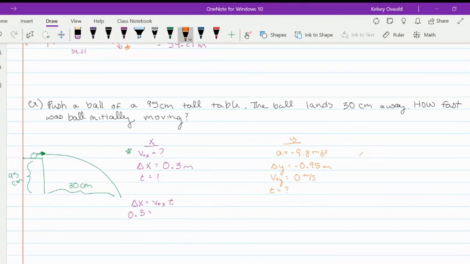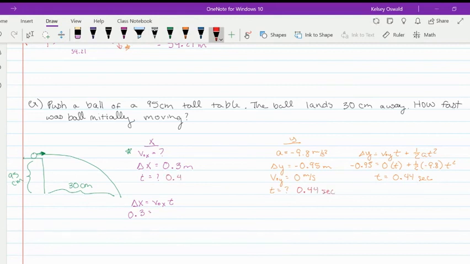So again, we know more information in that vertical direction. So we're going to start off by looking vertically, on that y. We're going to use that same equation where we have our displacement, negative 0.95, equal to our initial y velocity, or 0, times time, plus 1/2 times our acceleration, which we know is negative 9.8, times time squared. Since we only have one unknown, that time, we can use algebra to find that the ball is going to be in the air for 0.44 seconds. So it takes 0.44 seconds for the ball to hit the ground.